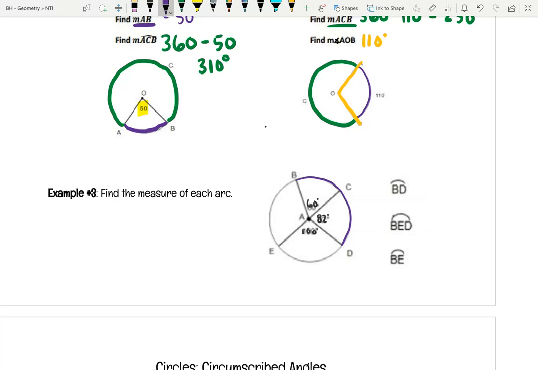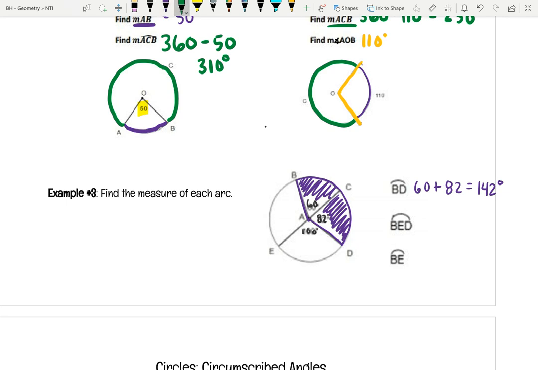Okay, so we know that this central angle is this portion of the circle and this portion of the circle. So we've got to find this entire central angle right here, and you have each piece. So 60 plus that 82 will give you 142 degrees. So the arc measure of BD is 142 degrees.